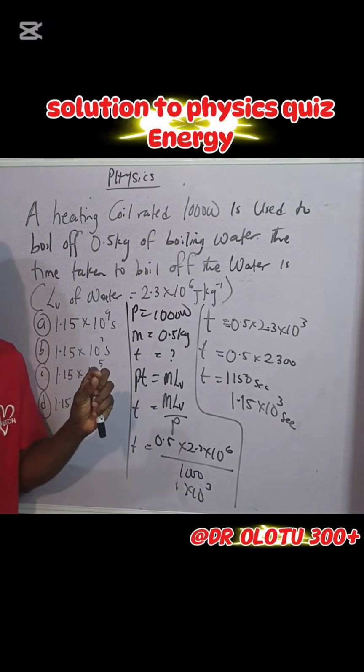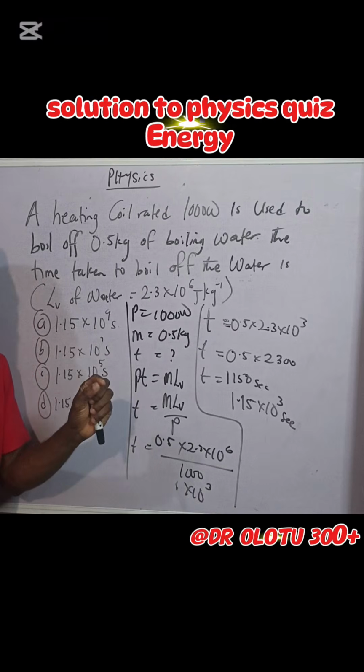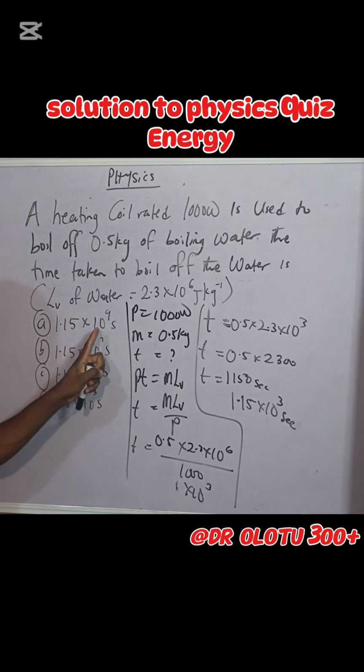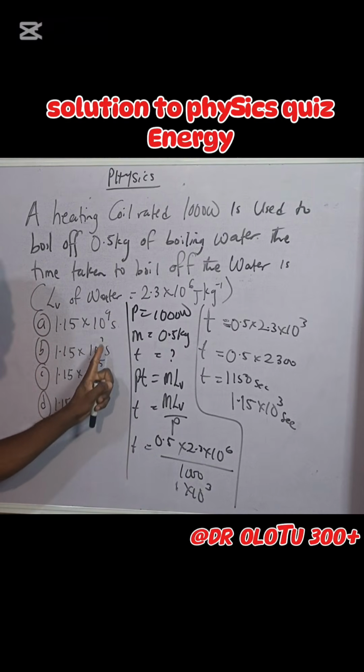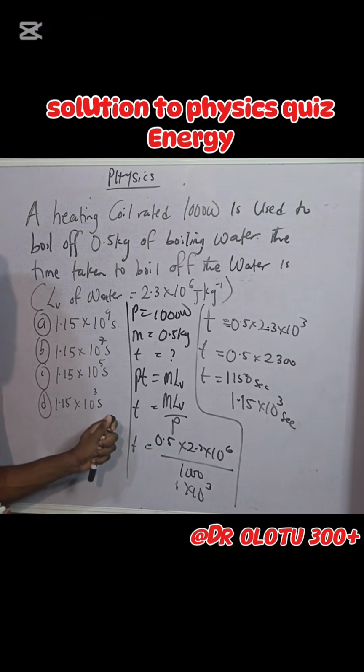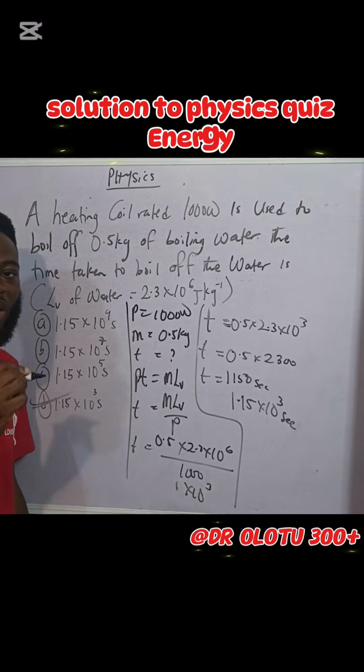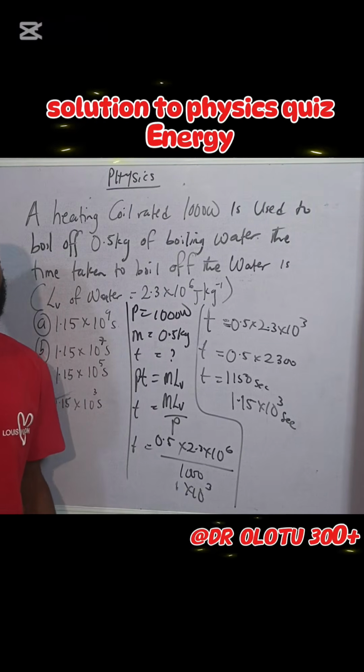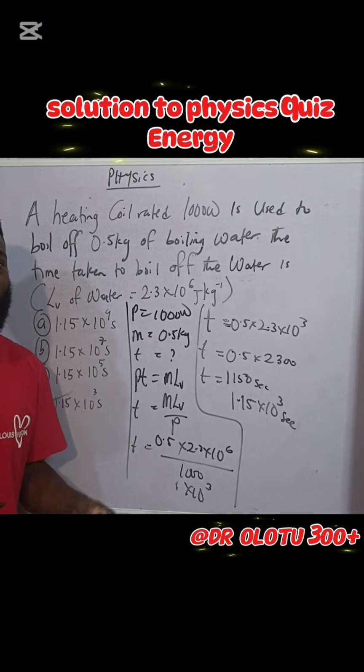So if you're not careful and just make a pick, you might get the answer wrong. Option A, raised to power 9. Option B, raised to power 7. Option C, raised to power 5. And option D, raised to power 3. So your answer is option D. You should learn how to convert from standard form to whole number form, or from whole number to standard form. It is very, very important.